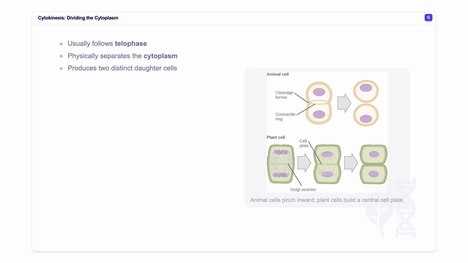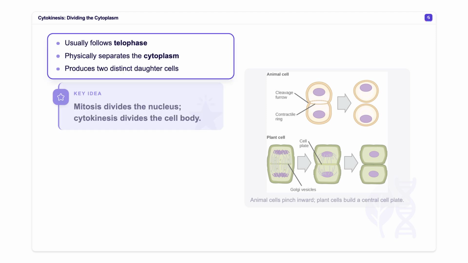After the chromosomes have been separated into 2 nuclei, the cell still has one more big job. It has to split the cytoplasm so 2 separate daughter cells can form. Cytokinesis usually follows telophase. The word cytokinesis means division of the cytoplasm, so this is the physical separation of the cell body, not the sorting of chromosomes.